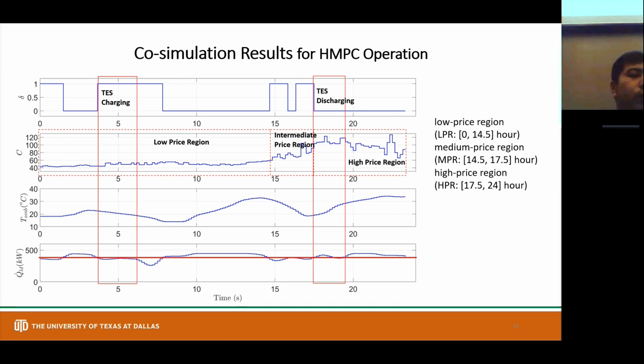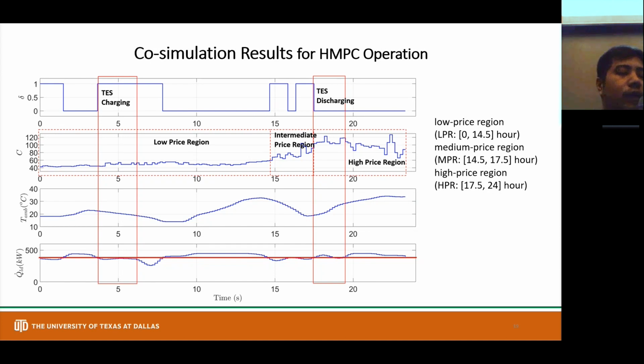And this is the co-simulation result for the hybrid MPC operation. The first variable is the model switch decision delta, where 1 is the TS charging and 0 is the TS discharging. The second variable is the electricity rates, and roughly we can separate the electricity rates into three regions, which are the low price region, medium price region, and the high price region.